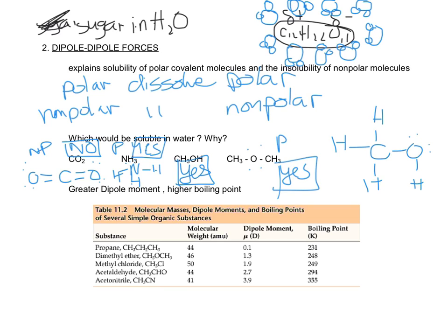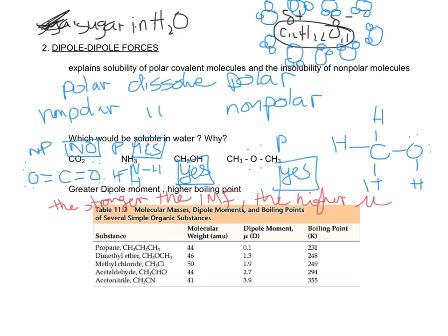So the dipole moment is really a measure of the intermolecular forces. Basically, the stronger the intermolecular forces, the higher your dipole moment. Dipole moment is referred to as mu. I know last chapter we just talked about mu being the speed, but in this case it's the dipole moment. Sorry, chemists love to reuse their symbols. But the stronger the intermolecular forces, the higher the dipole moment and the higher the boiling point.